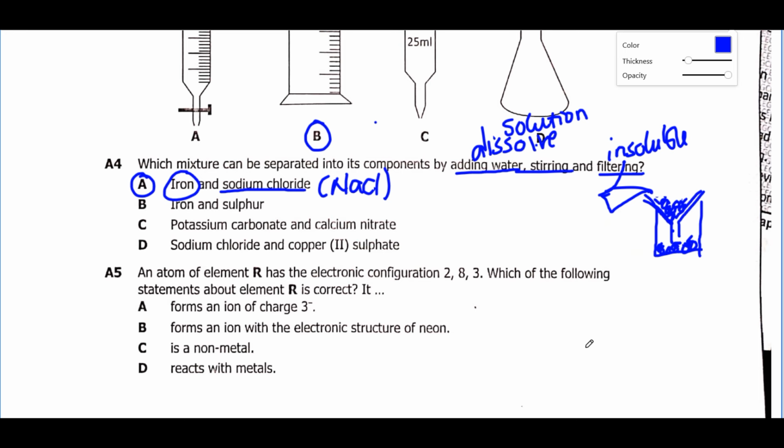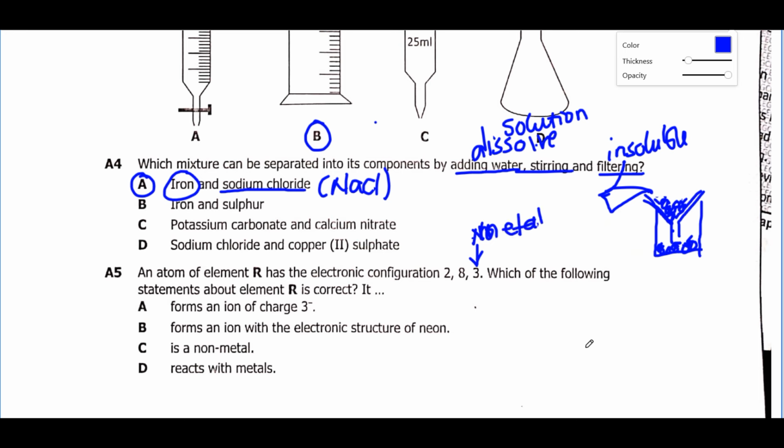Moving on to question number 5. An atom of element R has the electronic configuration 2,8,3. Which of the following statements about element R is correct? Before we come up with the answer, since this element has 3 electrons in its outermost shell, this element is a metal.